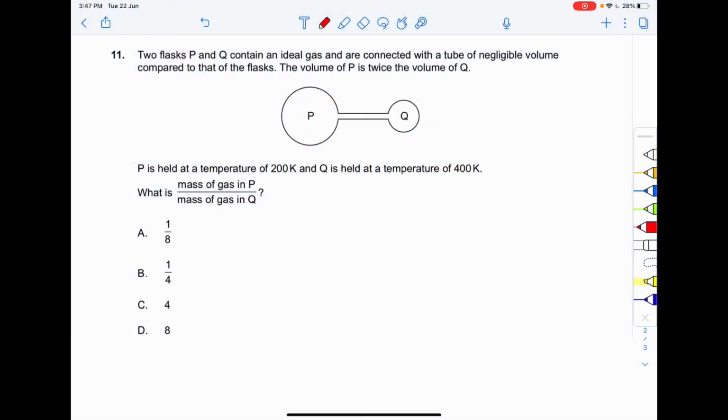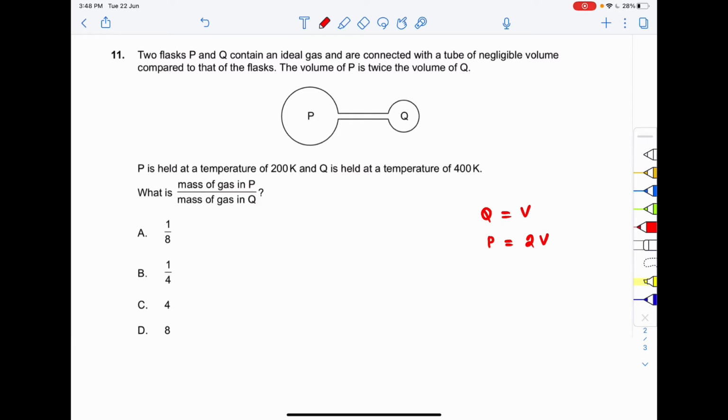So proceeding on to the next question, that is your question number 11. Two flasks P and Q contain an ideal gas and are connected with a tube of negligible volume compared to the flask. The volume of P is twice the volume of Q. So if the volume of Q is V, the volume of P will be equal to 2V.